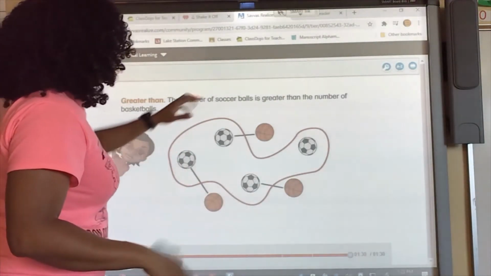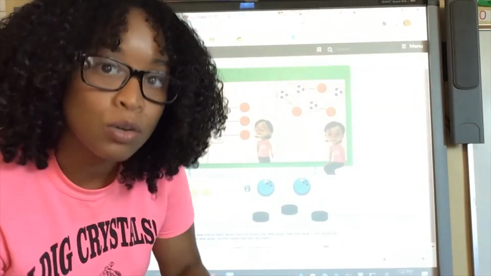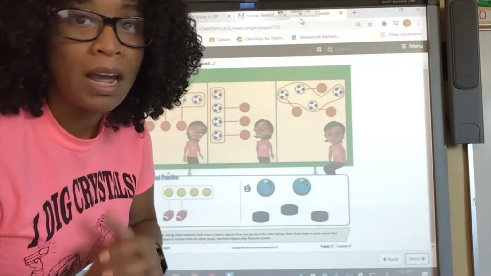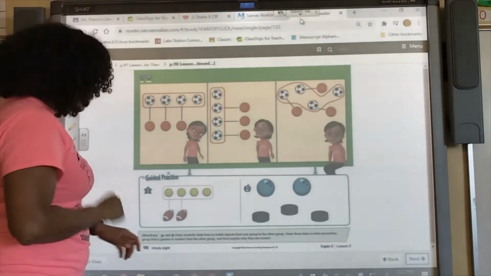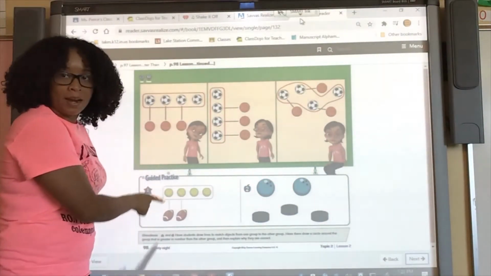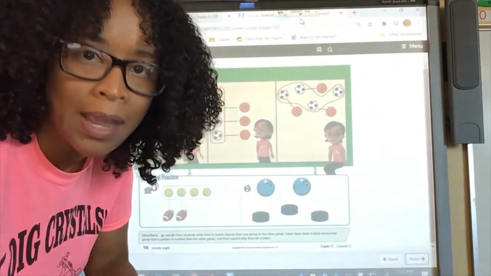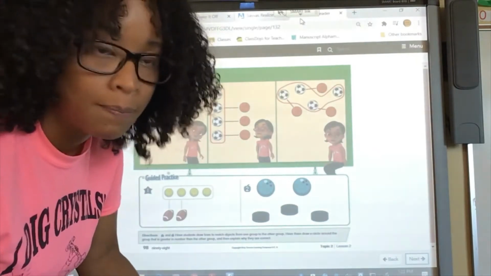So let's go to our math book. What were those new words? Greater than. So yesterday we talked about equal or the same. Now we're talking about greater than or more. So it looks like they want us to compare. Remember, comparing means looking at something and figuring out what's the same or what's different about that something.